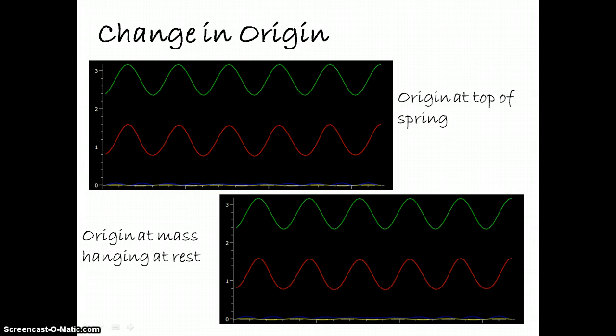This is because changing the origin only changes the stretch, which is included in the equation for spring potential energy, but will not change the spring potential energy because the difference between L and L naught is the same. And that is my analysis of a spring mass system. Thank you for watching.